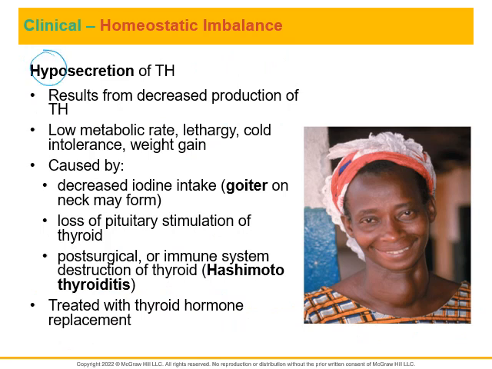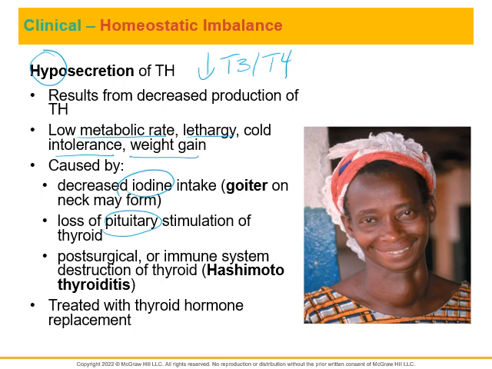For hyposecretion: low metabolic rate, tired all the time, cold intolerance, your internal body temperature has dropped lower, and so you can't tolerate the cold as well, and weight gain. So there's a couple of reasons for hypo. Again, hypo is going to be low T3, T4, if you don't have enough iodine. Remember that in order to make T3 and T4, we need iodine. If you don't have enough iodine, you can't make T3 and T4.